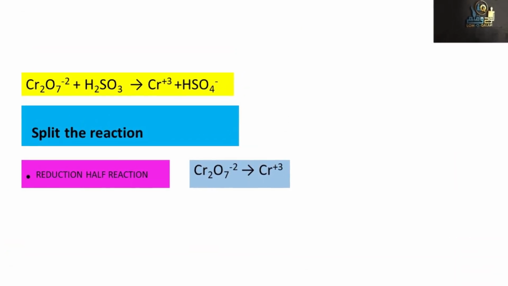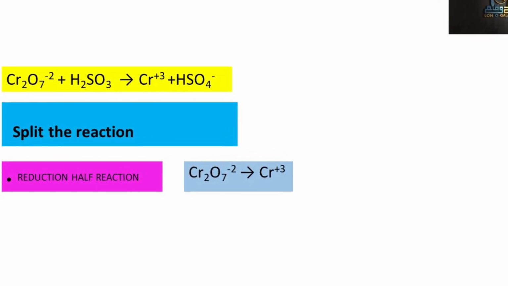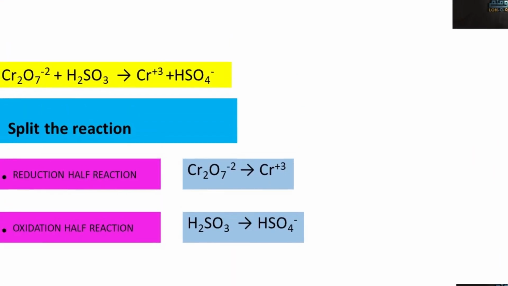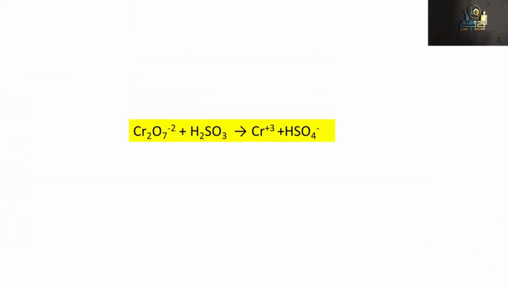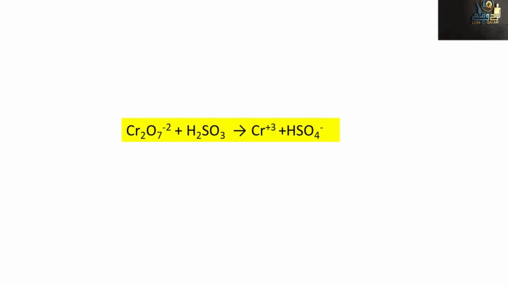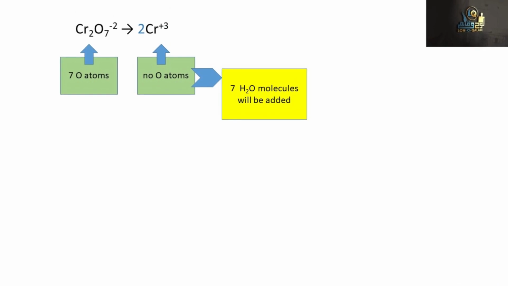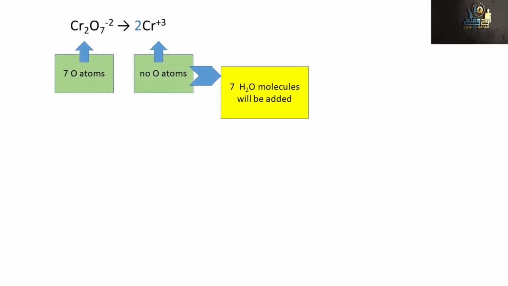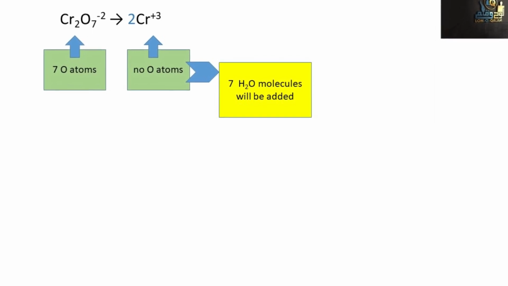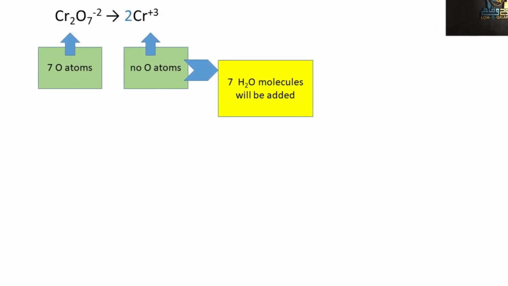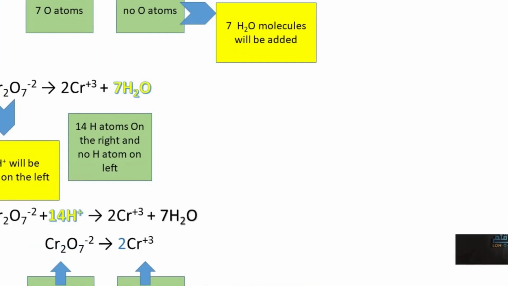Let's take a redox reaction and balance it through ion-electron method. Split this reaction into reduction half reaction and oxidation half reaction. Take the reduction half reaction and balance it first. You can see there are 7 oxygen atoms on left side and no oxygen on right side, therefore we will add 7 water molecules on right side to add oxygen atoms on right also.